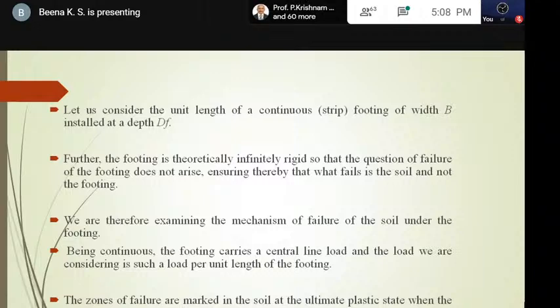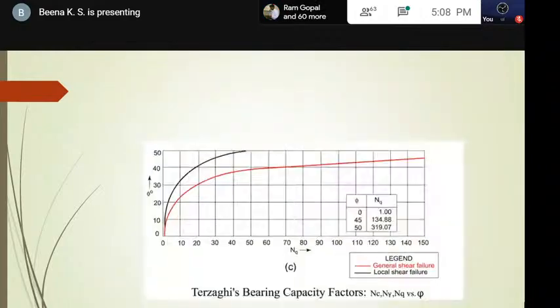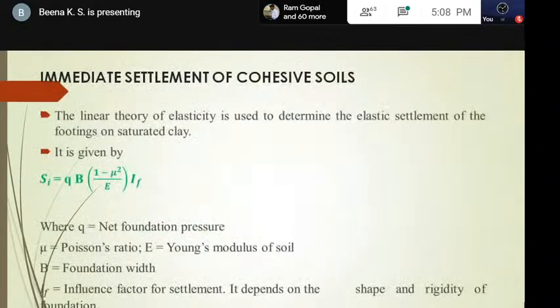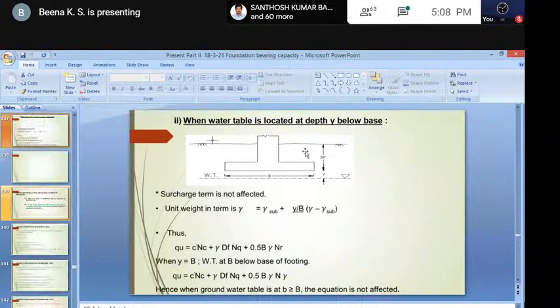Okay. Are you familiar with the settlements? These settlements are covered? No, this will be covered tomorrow, madam. Tomorrow. Okay. So I'll go back.